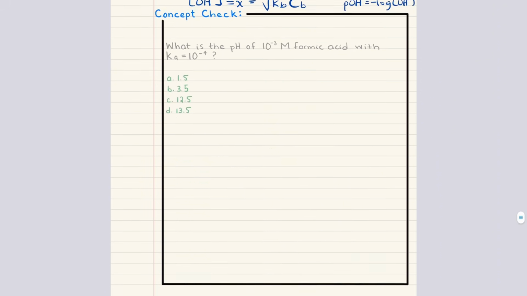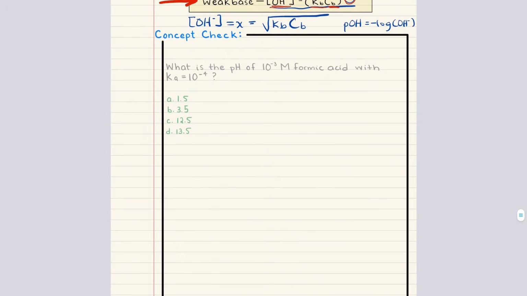Let's now tackle a practice problem. The question asks, what is the pH of a 10 to the negative 3 molar solution of formic acid if Ka equals 10 to the negative 4? Formic acid is not on the strong acid list, so we treat it as a weak acid, which is written as HA in our generic setup. For a weak acid in water, our shortcut from the Rice table says that the hydronium concentration, or the hydrogen ion concentration, equals the square root of Ka times the initial acid concentration.